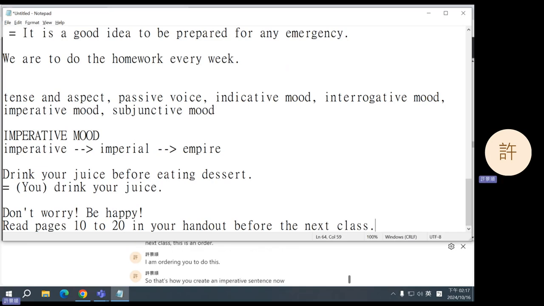Now, because we do not say the subject, you also cannot have a passive imperative. The imperative sentence does not have a passive voice. How would that even work, right? How would you passively order someone? It doesn't make sense. So the imperative is always in the active voice. Okay, do you have questions about the imperative mood? If not, let's do some practice questions.